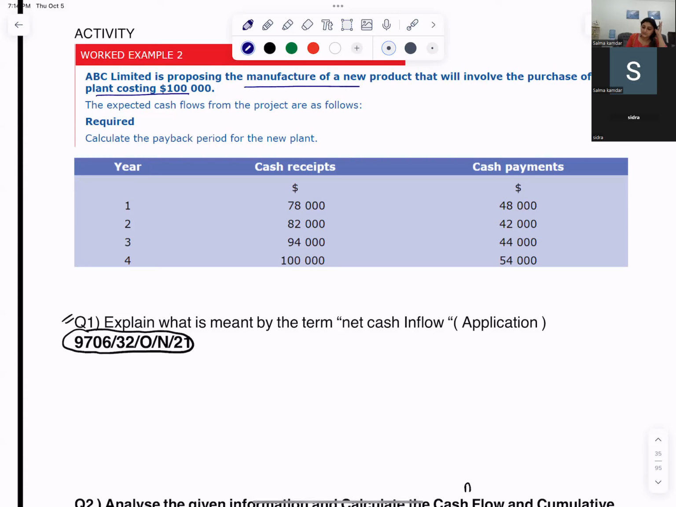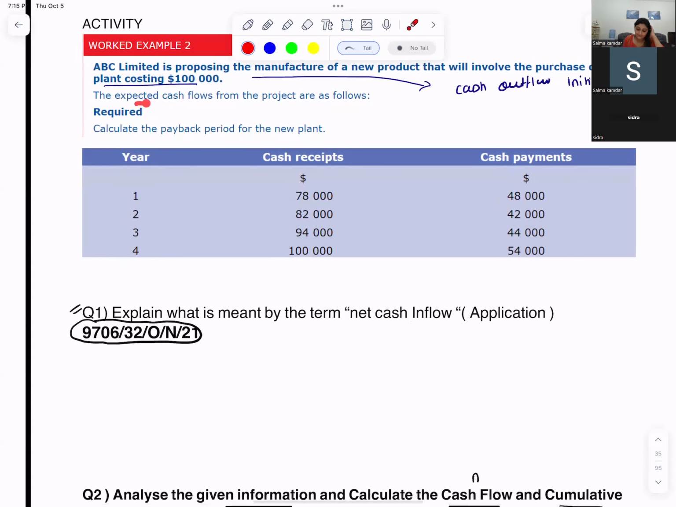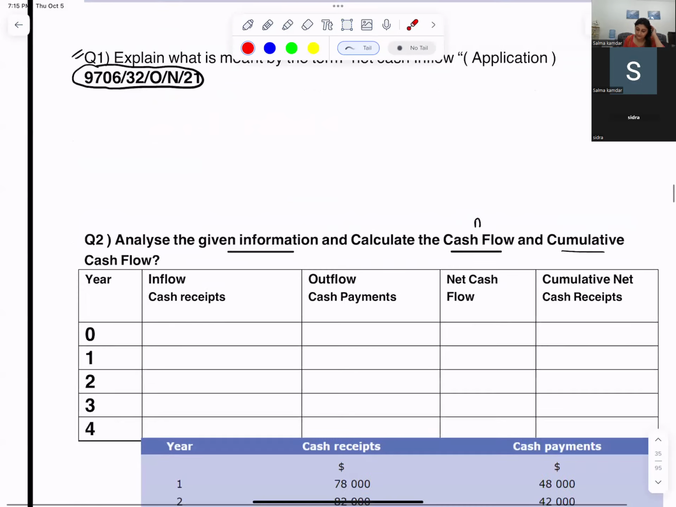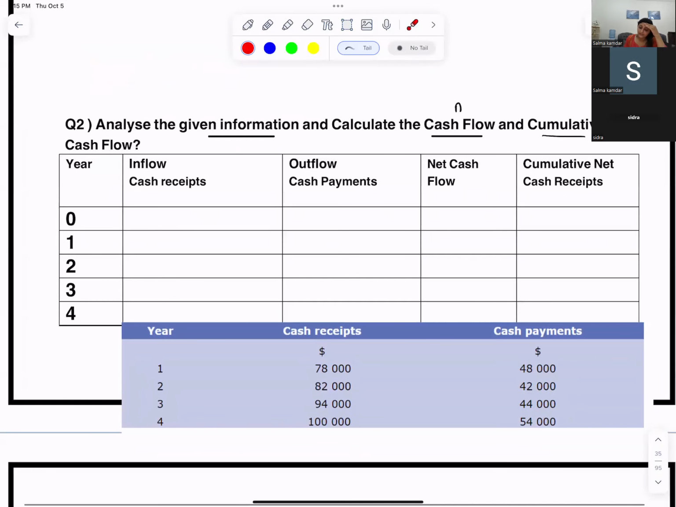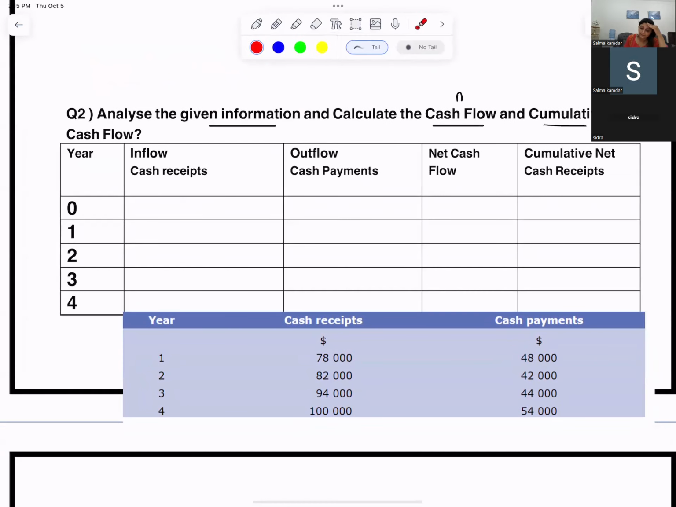So what is this? Cash outflow. You could say this is your initial investment, or you could say this is your initial outlay. Then read ahead. Calculate the payback period for the expected cash flow as follows. To calculate the payback period, what is your first step?